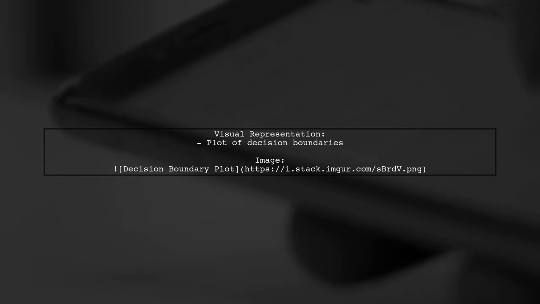Here's a visual representation of the decision boundaries, showing the non-zero entries clearly. This approach effectively highlights the decision regions.